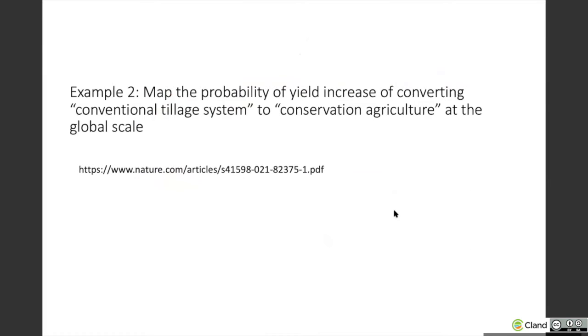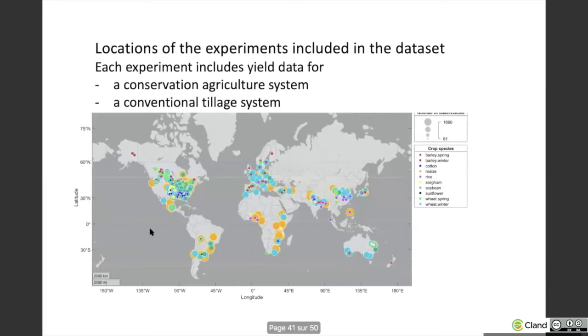An example two here, that's my second example, and I will finish the first part of the lecture here. The objective was to map the probability of yield increase for converting conventional tillage system to conservation agriculture at the global scale. So here we have a data set covering most part of the world. The colors correspond to different crops, and the size of the circles correspond to the number of observations.